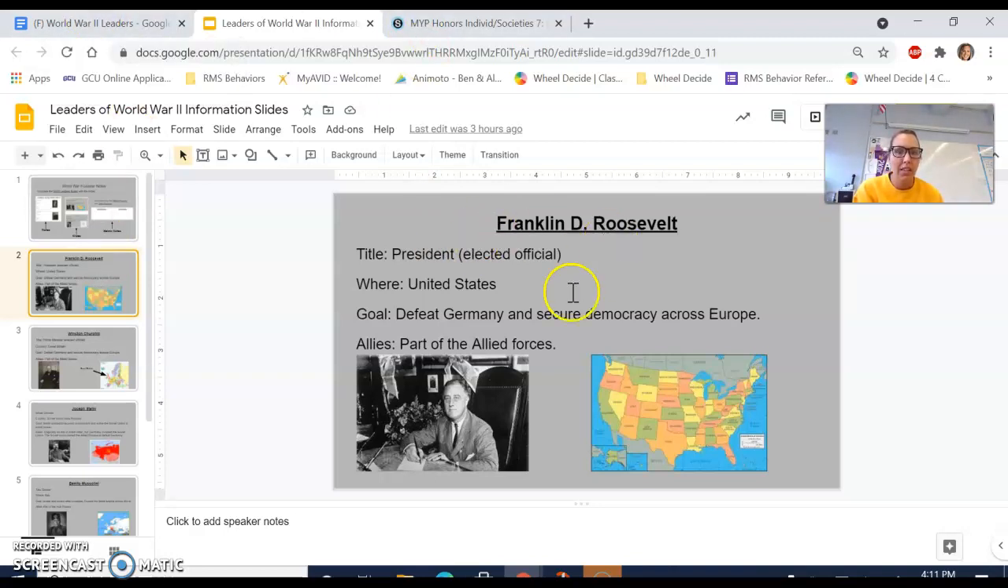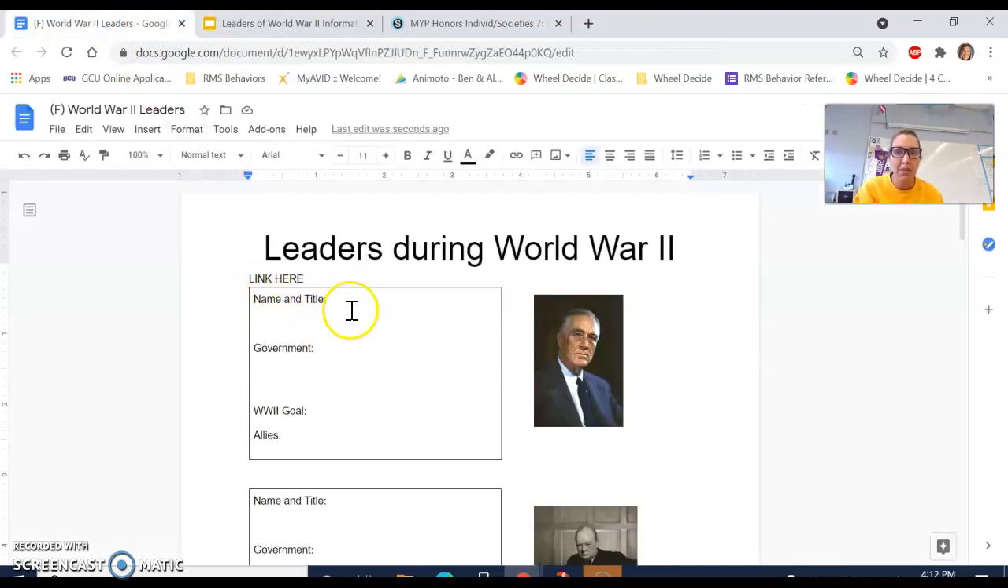So when you look at this, the first person is FDR, Franklin Delano Roosevelt. His title is President. He was in charge of the United States. His goal was to defeat Germany and secure democracy across Europe, and he was part of the Allied forces, or the United States was part of the Allied forces. So we look at this slide and then we need to copy this information into our notes. So name and title, we would put FDR, and he was president.